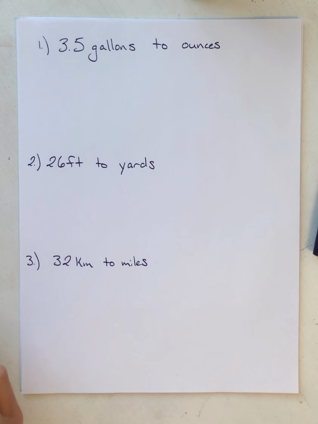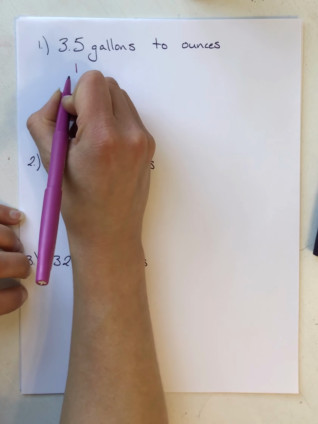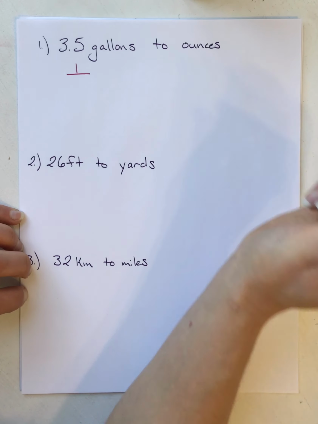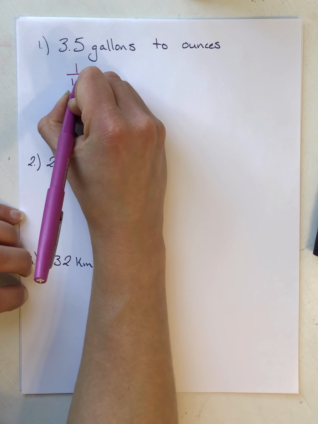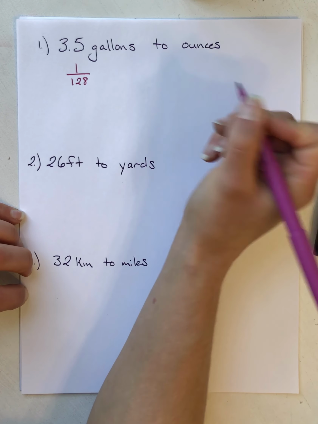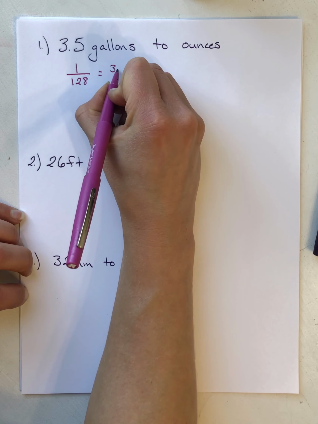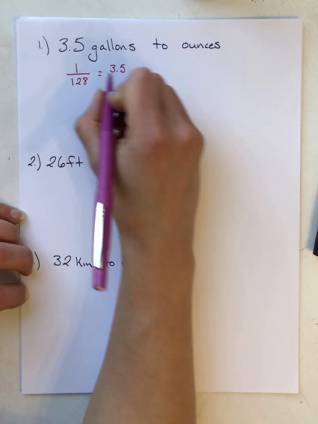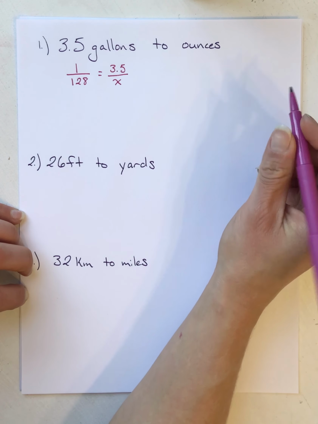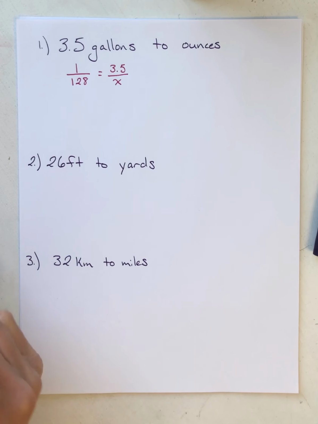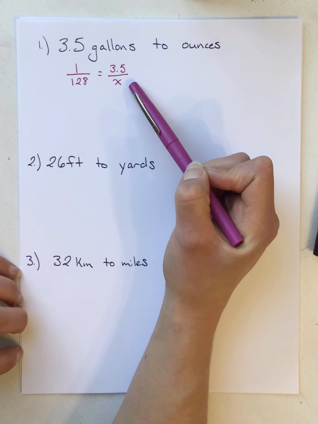Okay, so what we're going to do first is figure out, for every 1 gallon, how many ounces is there? And if we look at our conversion chart, for every 1 gallon, there is 128 ounces, right? But we need to figure out what 3.5 gallons is in ounces, and we don't know this one yet, which is why we put an X. So for 1 gallon, it's 128 ounces. So 3.5 gallons, we don't know.